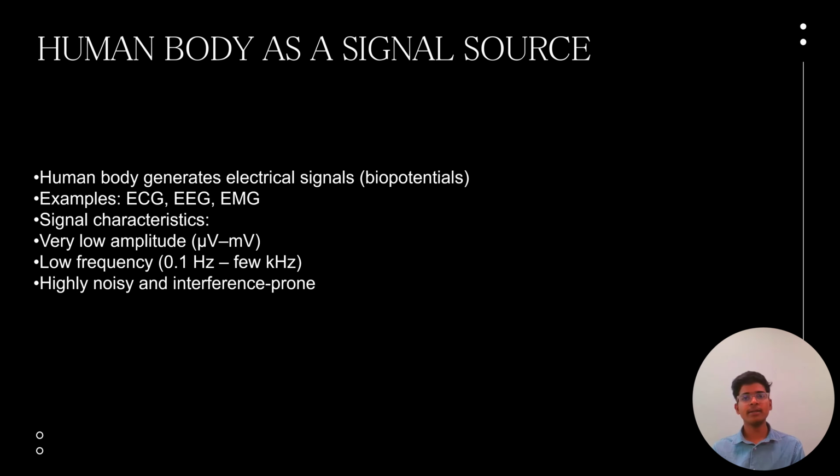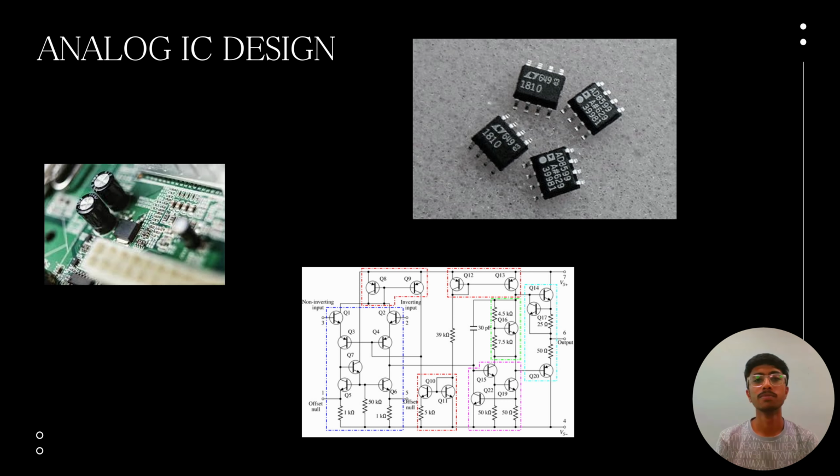Now the real engineering challenge begins. How do we capture something so small, so fragile, accurately and safely? The answer lies in analog IC design, especially the analog front end. It carefully amplifies, filters, and protects these delicate biological signals and converts them into meaningful digital health information.